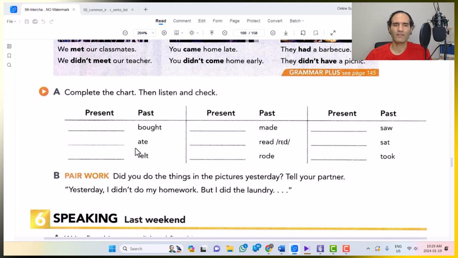Eat, ate. Feel, felt. Make, made. Good. This one: read, read. The spelling is exactly the same, R-E-A-D, but it is pronounced read. Ride, rode. See, saw. Sit, sat. Take, took. Very good. But the list is longer than this. And what should we do? We should memorize if we want to speak in the past.